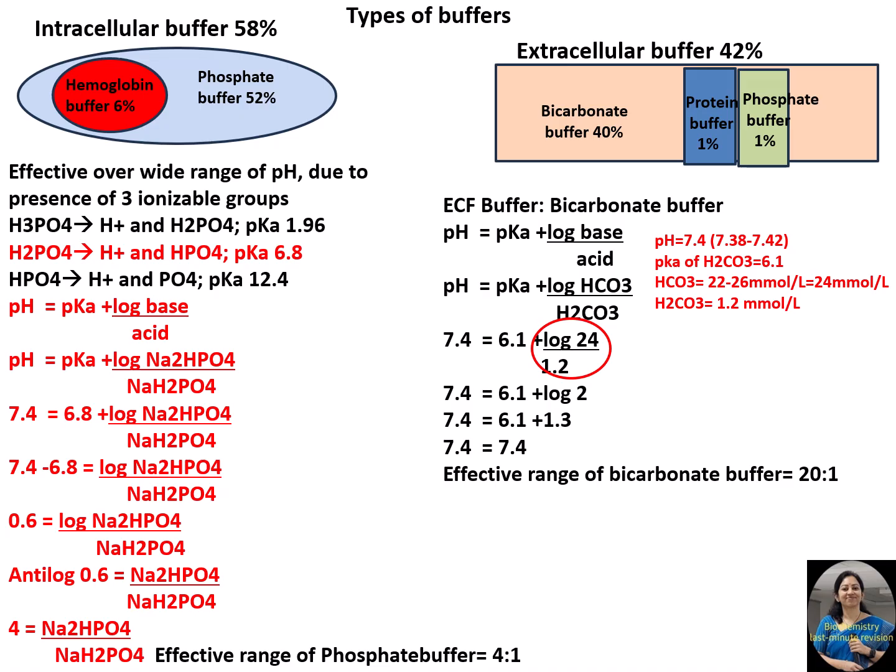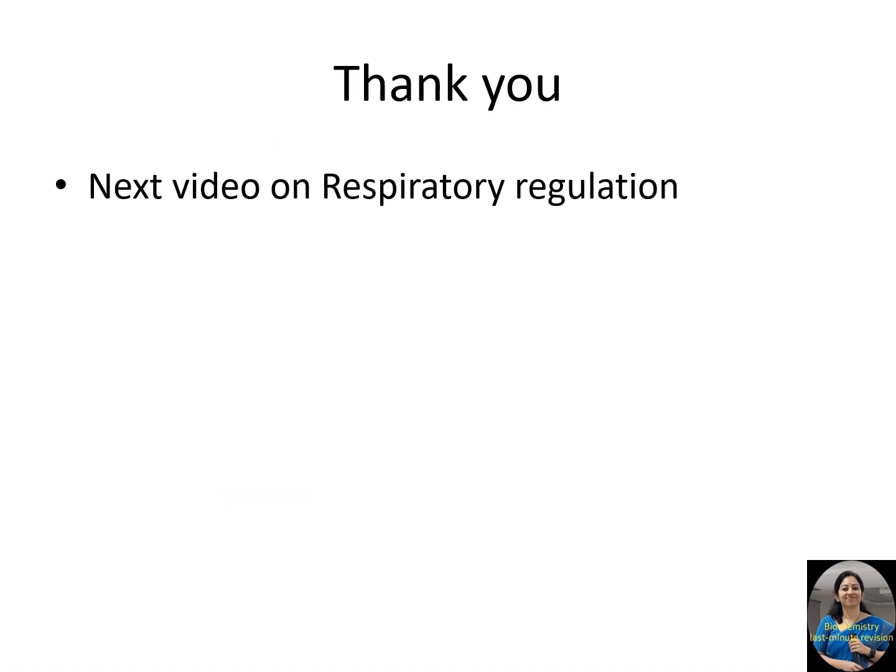Consider the Henderson-Hasselbalch equation. pH is equal to pK plus log of base by acid. Base here is represented by disodium hydrogen phosphate or the base phosphate, and the acid is sodium acid phosphate. Now we know all these values. Average blood pH is 7.4, pK of H2PO4 is 6.8. Now we need to find out the concentration of base phosphate and the acid phosphate to act as effective buffer. So 7.4 minus 6.8 is 0.6. Now antilog of 0.6 is 4. So the effective range of phosphate buffer is 4:1. So this was all about buffers.